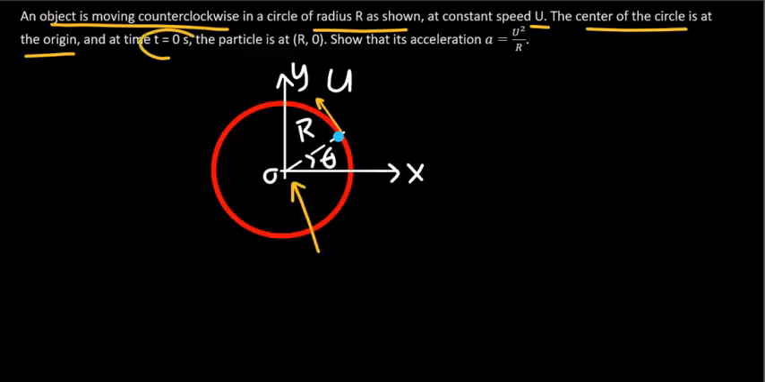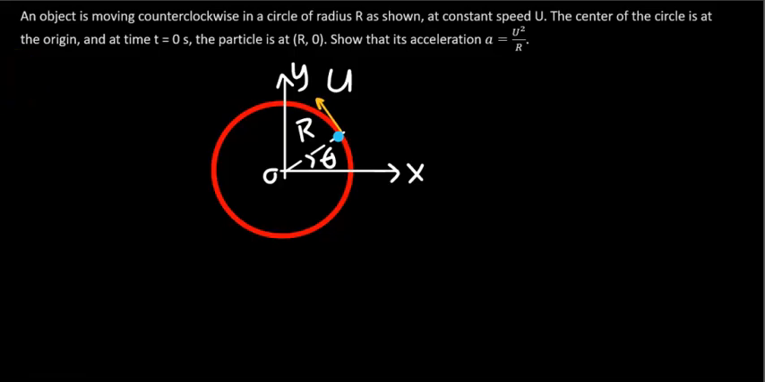At time t equals 0 seconds, the particle is at r0. That means at this point. Show that its acceleration is given by this expression. If you note it carefully, this refers to the centripetal acceleration.